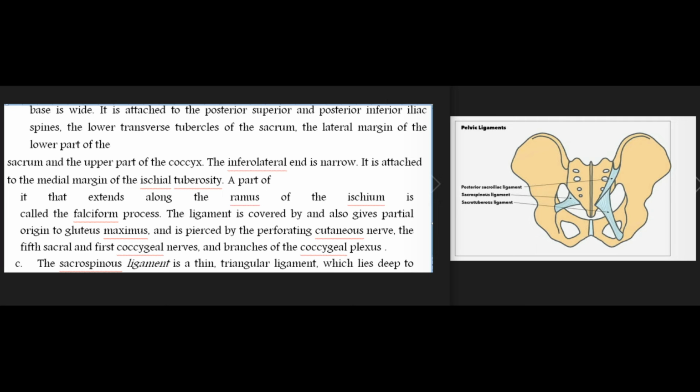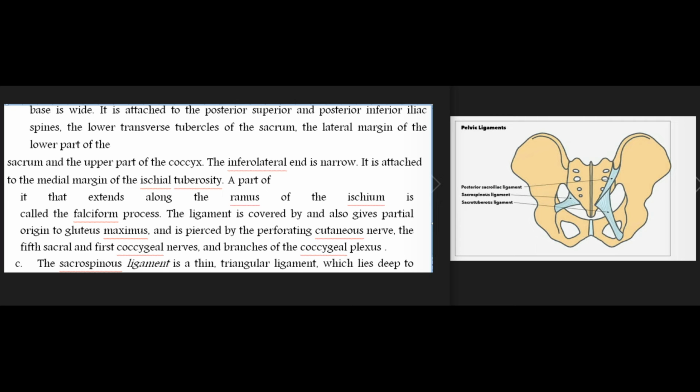A part of it that extends along the ramus of the ischium is called the falciform process. The ligament is covered by and also gives partial origin to gluteus maximus, and is pierced by the perforating cutaneous nerve, the fifth sacral and first coccygeal nerves, and branches of the coccygeal plexus.